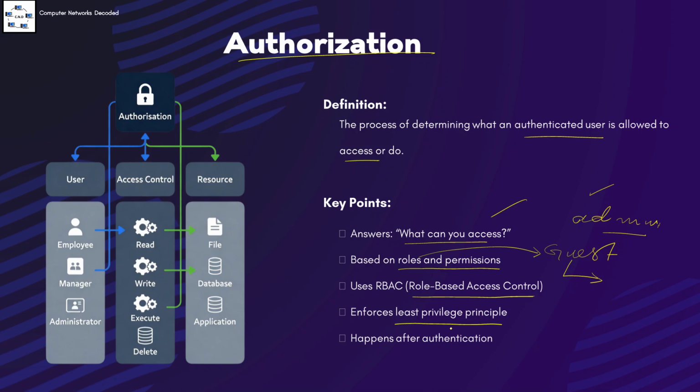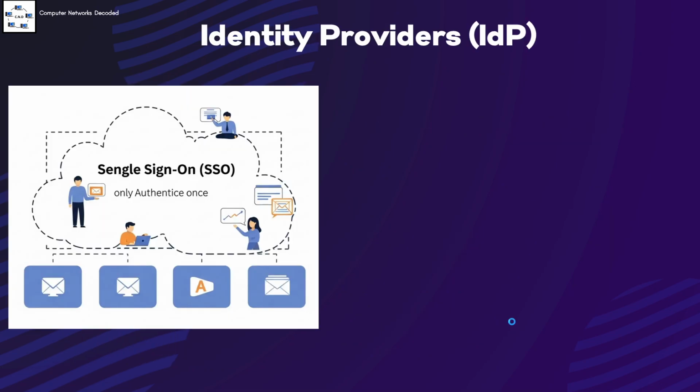the least privilege principle. It means that the user can only access or perform actions that are needed for them to perform their duties, no more and no less. And the authorization process happens after authentication. So it is sequential. First we authenticate, and then we are authorized to do certain actions.